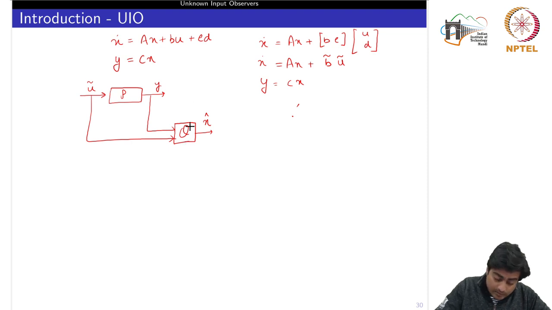But in many cases, as we had seen during the controller designing week, we do not have the information of the disturbance. So if we do not have this information of the disturbance, how can we still design an observer which can give us the estimate of the state? In this topic we shall see how we can solve this problem.